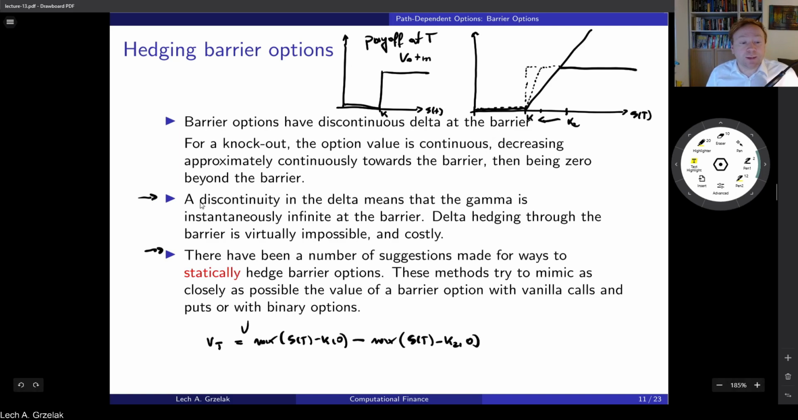Also, something to keep in mind: a discontinuity in delta means that the gamma is instantaneously infinite at the barrier. This is a consequence of those kinds of discontinuities that are always problematic in any scenario. And delta hedging through this barrier is virtually impossible. Here I plot the digital option, but once we talk about barrier options, you have exactly the same feature, where you have a barrier and the value after crossing the barrier just becomes 0. So this is just to illustrate this kind of phenomenon.